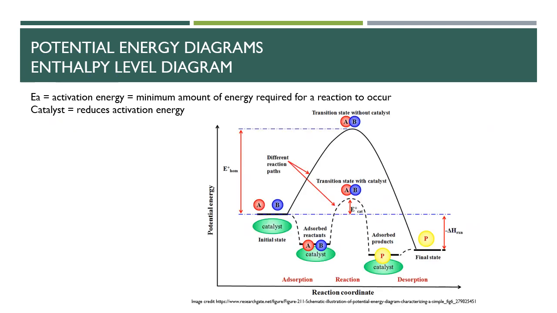You might be wondering just how does this catalyst reduce activation energy? Well, what happens is the catalyst will bind to the reactants, this initial state. The catalyst will then put some strain on the chemical bonds in the reactants, making it a little bit easier to break those chemical bonds. Less energy is required because the catalyst is putting the strain on those bonds. It just makes it a little bit easier.